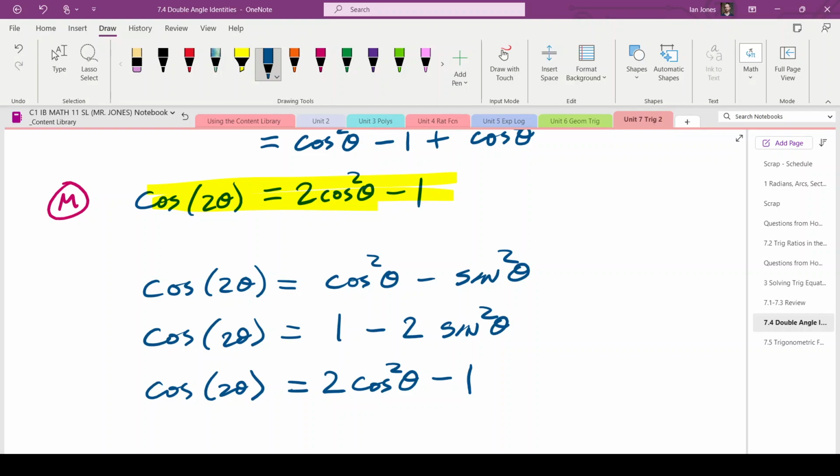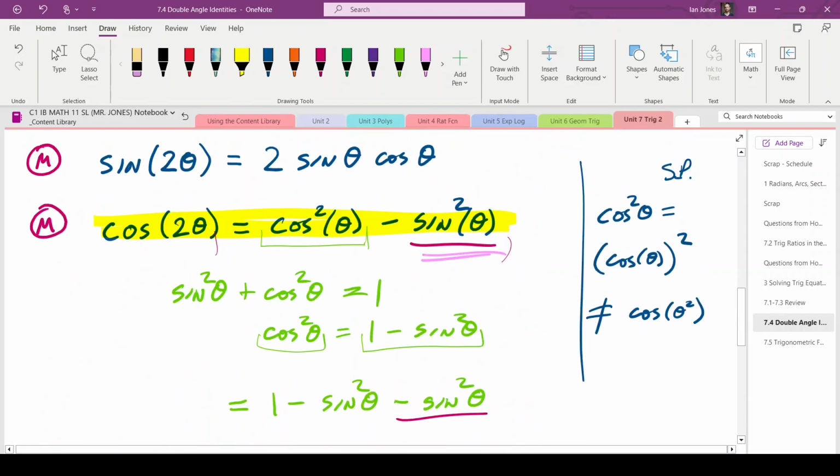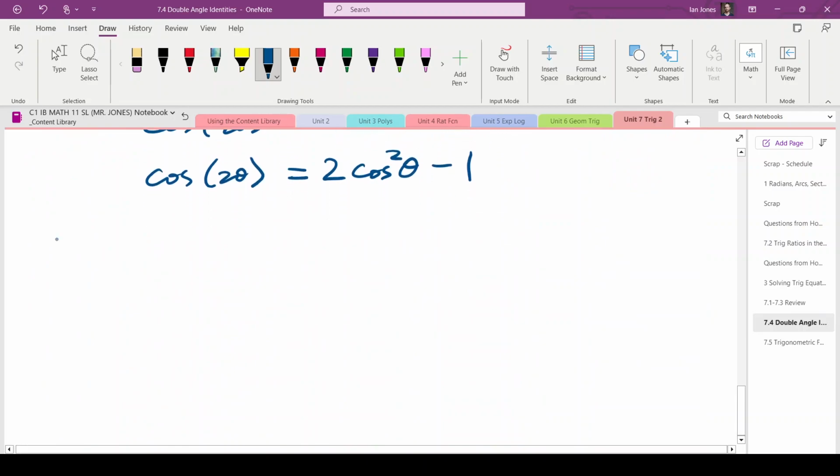Now let's use them. Okay, I'm just going to scroll up here, scroll back down. Let's get an example here. I'm going to do an example.